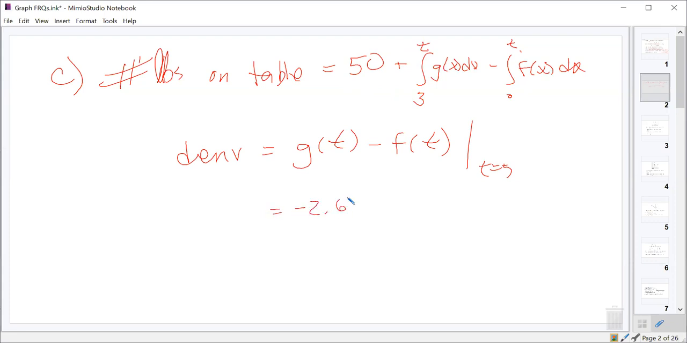Negative 2 point what? Negative 2.263, which is less than 0. Therefore, the number of bananas on the table is decreasing at t equals 5. They gave you 1 point for setting up that it needs to be g of 5 minus f of 5, and 1 point for your explanation.